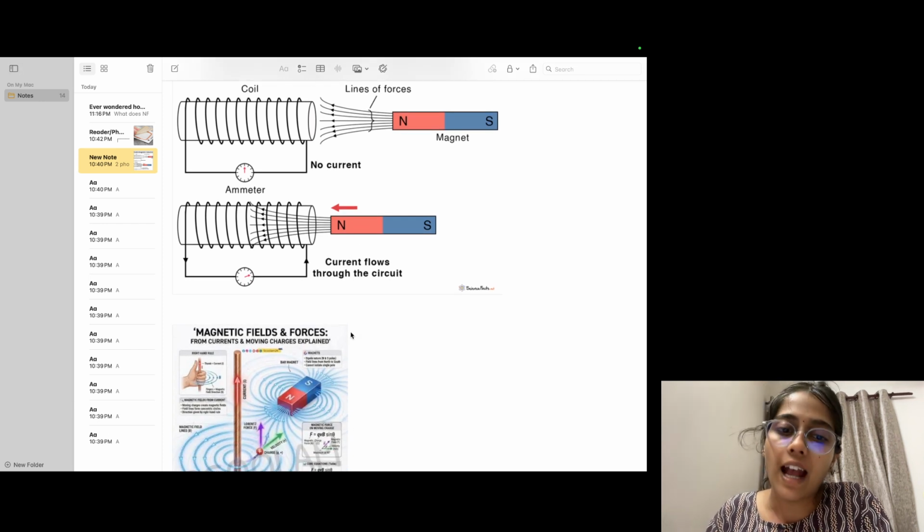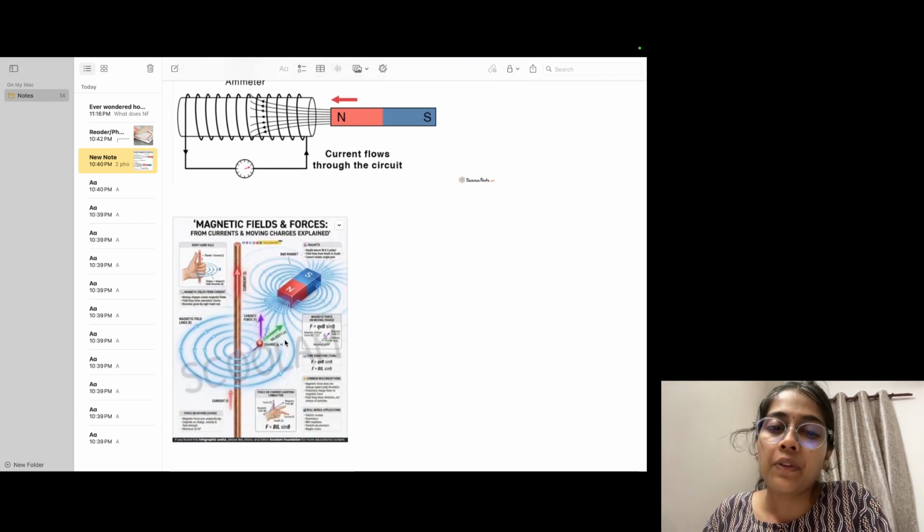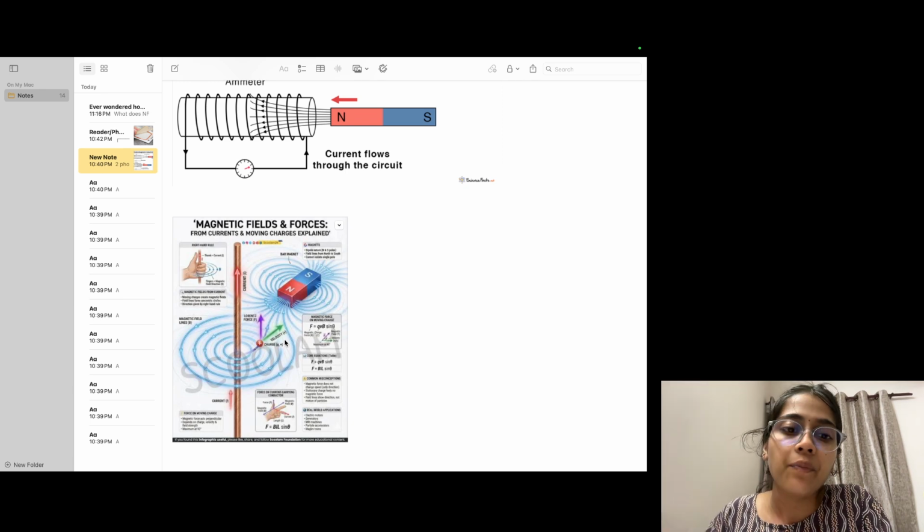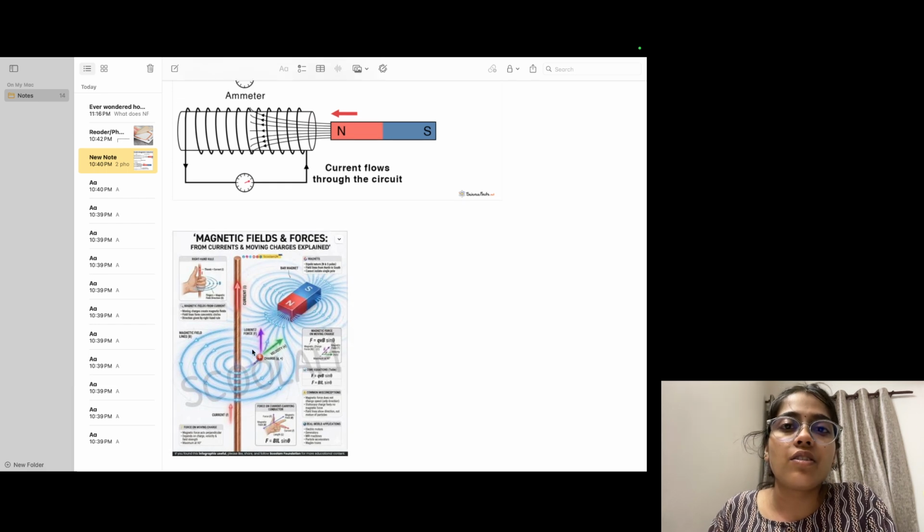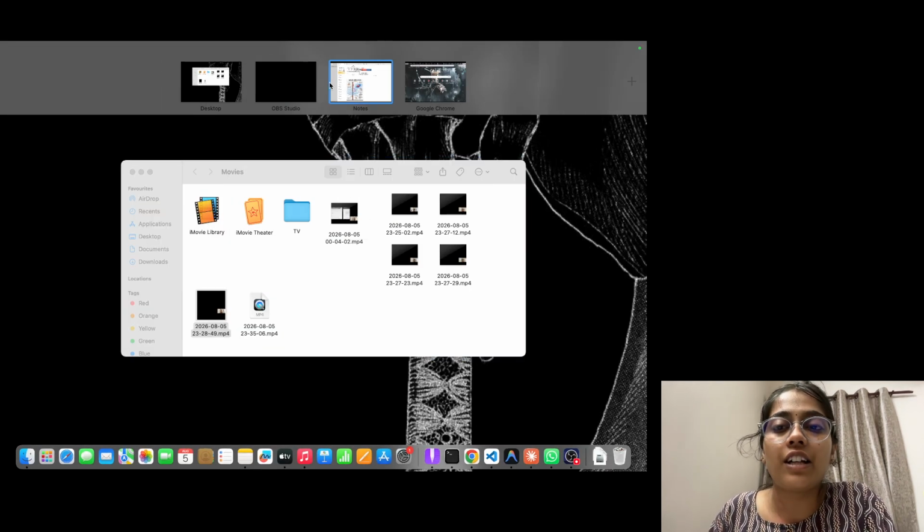A similar thing happens with the current also. Whenever there is a change in the electricity, a magnetic field is produced. Whenever current is flowing through a wire, magnetic fields are produced by that. This is the basic thing we learned in 10th or 11th class. Now, coming back to the topic.